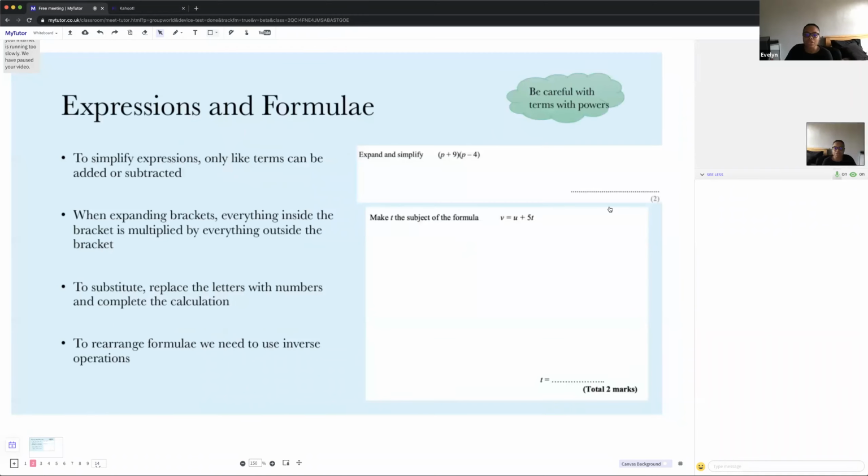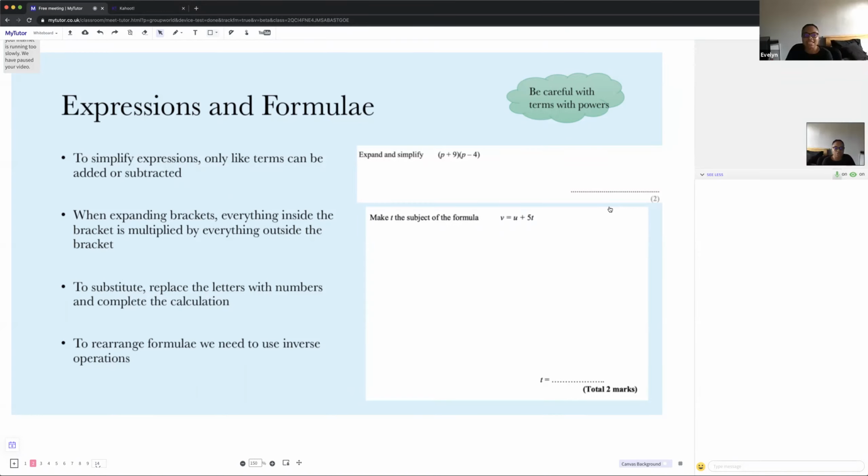Right. So the first thing that we went through was expressions and formulae. To simplify expressions, only like terms can be added or subtracted. When expanding brackets, everything inside the bracket is multiplied by everything outside. To substitute, replace the letters with numbers and then complete the calculation. And to rearrange formulae, we need to use inverse operations.